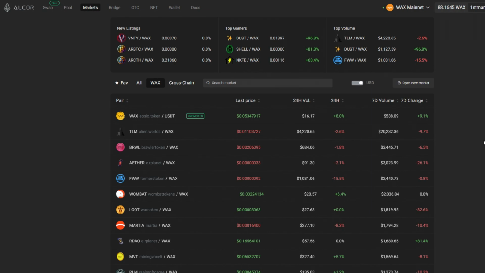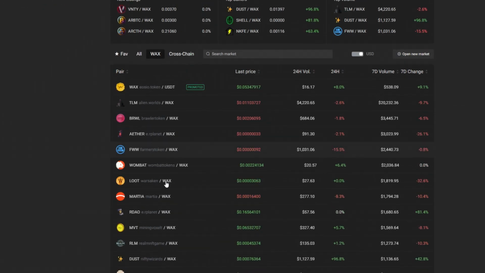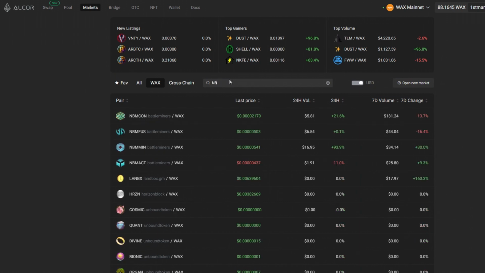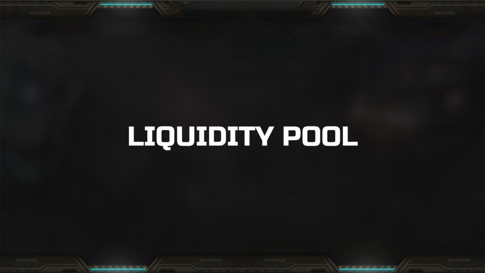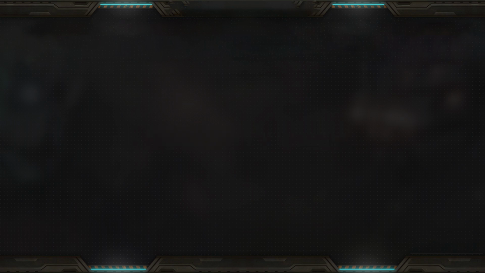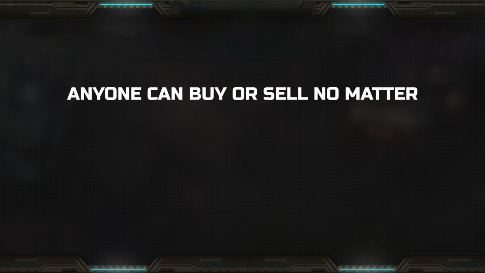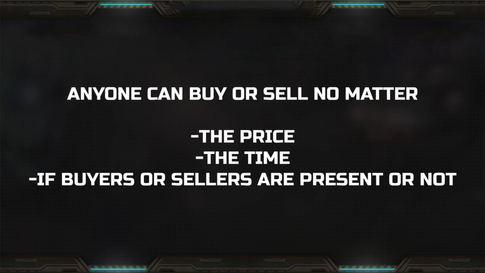This aspect makes order books highly inefficient since both buyers and sellers have to wait a lot before getting their trades done, especially since multiple order books are needed to cover all the possible token pairs such as Wax Actium, Wax Fusium, etc. This is why people came up with an alternative to order books called Liquidity Pool. With liquidity pools, anyone can buy or sell assets no matter the price, no matter the time of the day, and no matter if there is a seller or a buyer present to meet the current needs.